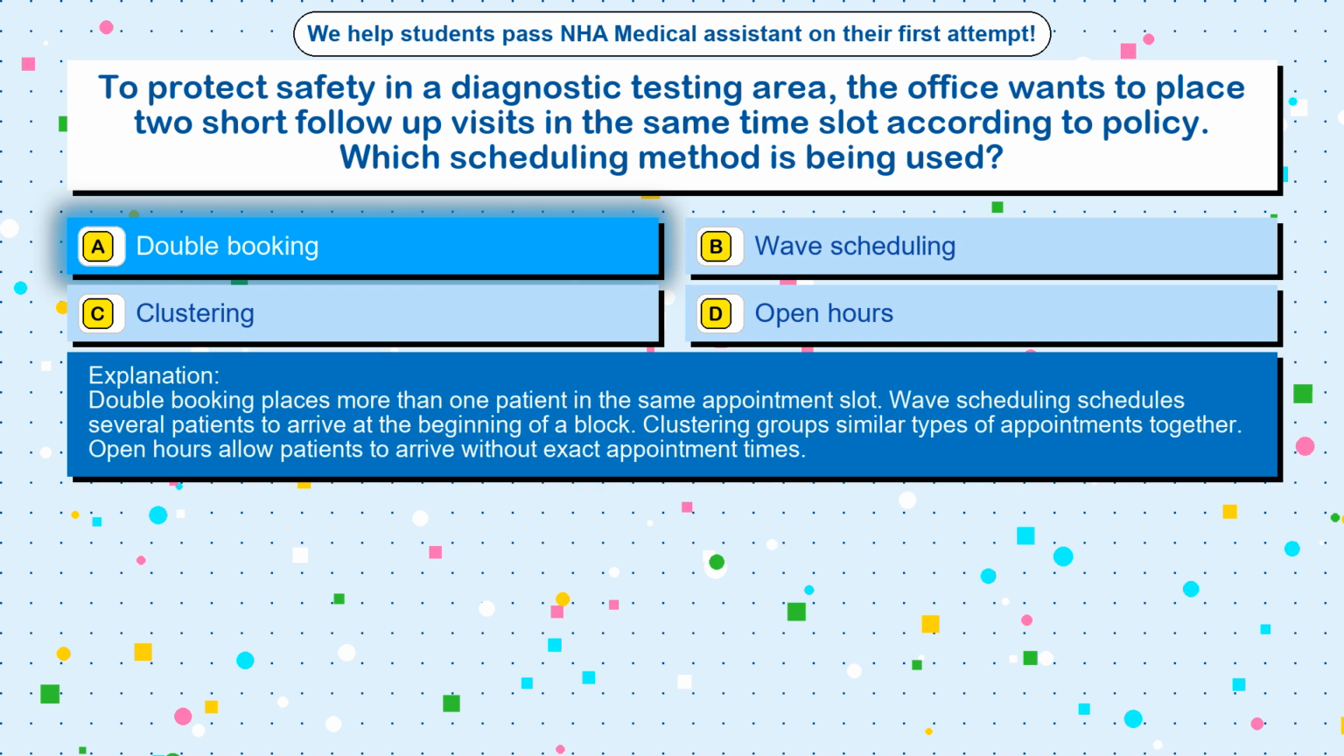Double booking places more than one patient in the same appointment slot. Wave scheduling schedules several patients to arrive at the beginning of a block. Clustering groups similar types of appointments together. Open hours allow patients to arrive without exact appointment times.